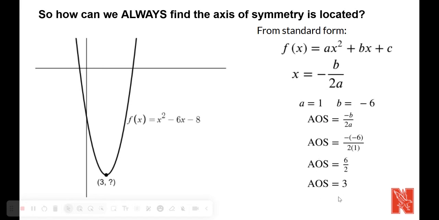So our axis of symmetry is 3, but we use the vertical line, x equals 3. That would be what we use to represent the axis of symmetry.